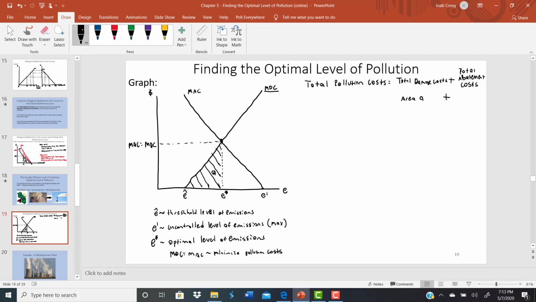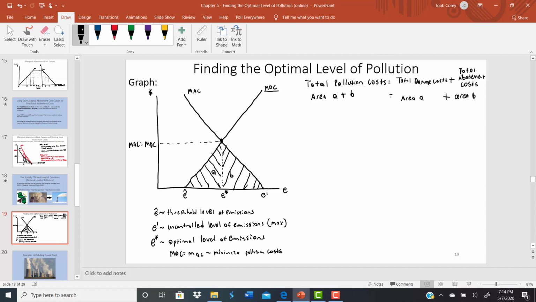Now we've got to add to that our total abatement costs, and that's going to be the area under our marginal abatement cost curve at the optimal number of emissions. So we've gone from E prime down to E star. That's how many emissions we have abated, right? So again, the area under our marginal abatement cost curve here, all this area B, right? That is going to be your total abatement costs. Right, so if you're wondering what your total pollution costs are, that is going to be area A plus B.